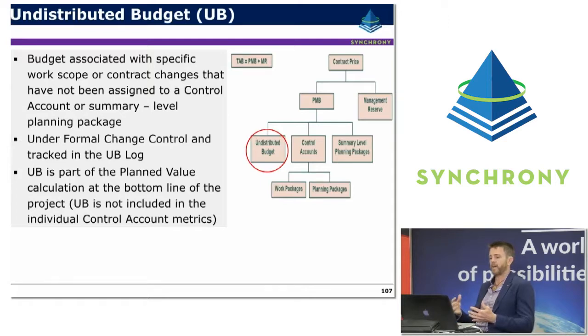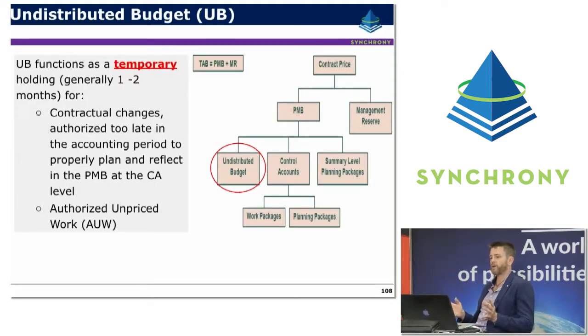Undistributed budget is part of the planned value calculation at the bottom line of the project, and it's not included in the individual control account metrics. So it's budget that exists within the PMB but hasn't yet been allocated to control accounts because negotiations over changes are still in lieu. So undistributed budget functions as a temporary holding, typically 1 to 2 reporting periods maximum, for contractual changes that are authorised too late in the accounting period to properly plan and reflect in the PMB or the control account. So a budget might be allocated, but we haven't had the opportunity yet to distribute that to a detailed planning level within the PMB.